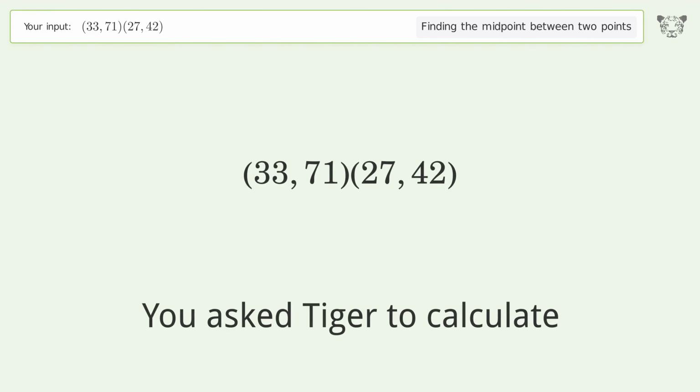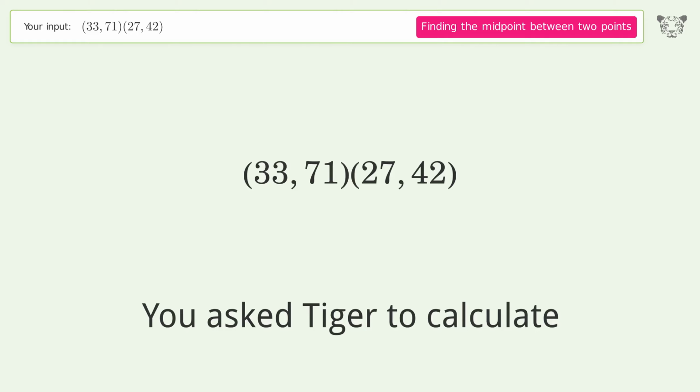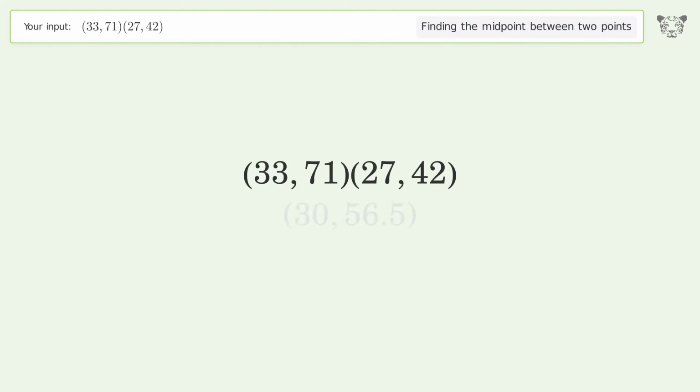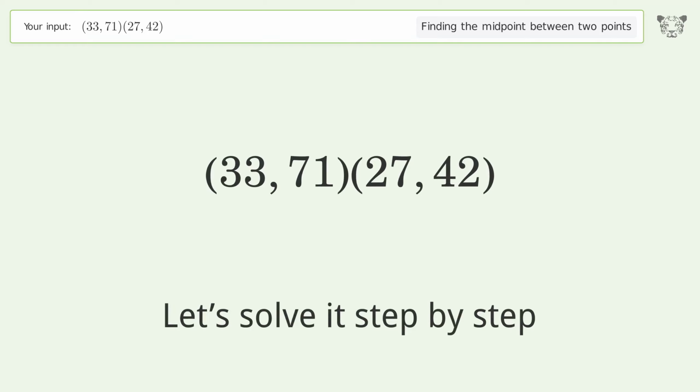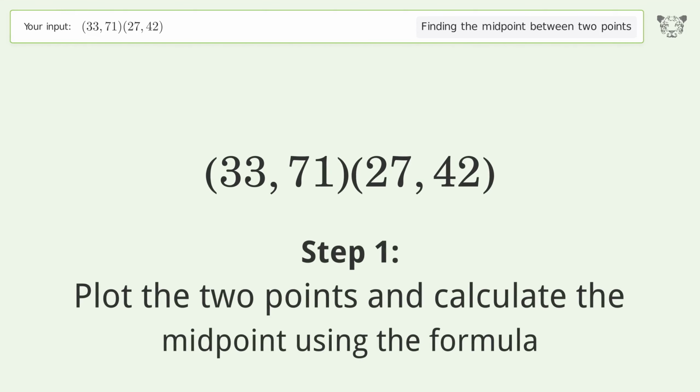You ask Tiger to calculate. This deals with finding the midpoint between 2 points. The midpoint between the 2 points is 30, 56.5. Let's solve it step by step. Plot the 2 points and calculate the midpoint using the formula.